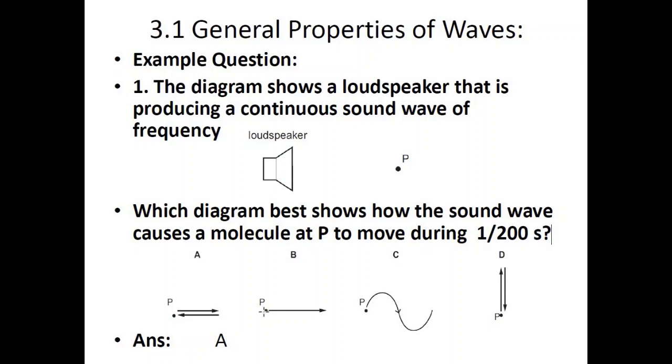B cannot be the answer as particles are only moving in one direction, whereas D cannot be the answer because particles are moving up and down. This would be the answer if it was a transverse wave.